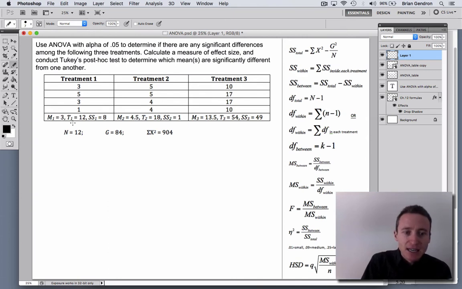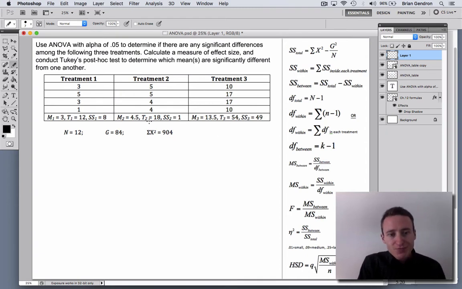Then you get T. Recall that T stands for the sum of scores within a treatment. So if you add up these 4 scores, you get 12. And then finally, I have the sum of squares, SS, for this first group, and that equals 8. If you don't remember how to calculate sum of squares, go back to chapter 4 because it is important. And I've done that for all 3 groups. I have the mean, the sum of scores, which is T, and SS, the sum of squares, which is 1 for group 2. And then for the third group, it's 49.